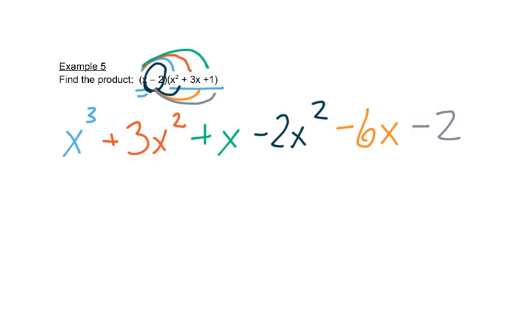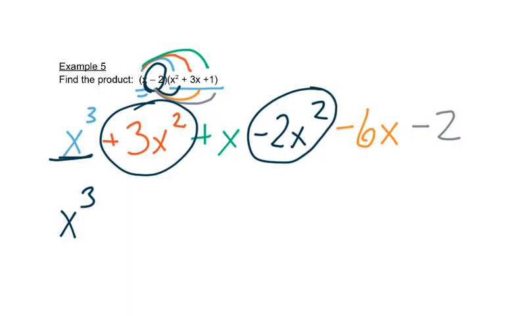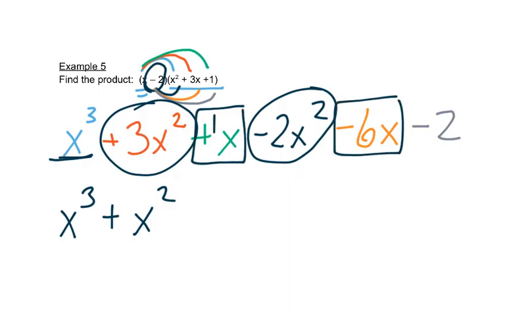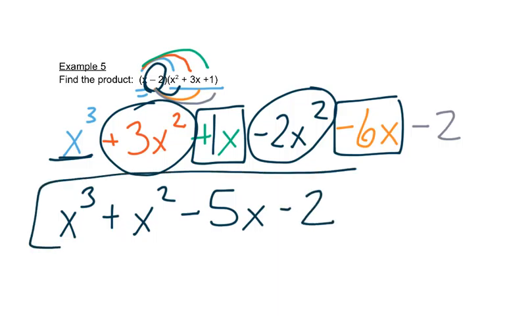And then we go back and we combine anything we can. This is our biggest exponent, so we want to put it first. And then here's an x squared, and here's an x squared. So we have 3x squared minus 2x squared is a positive 1x squared. And then here we have an x, and here we have an x. So it's plus 1x minus 6x, which gives us minus 5x. And then there's nothing else that doesn't have an x, so we're just going to write minus 2 on the end.